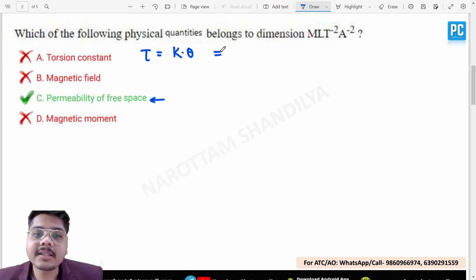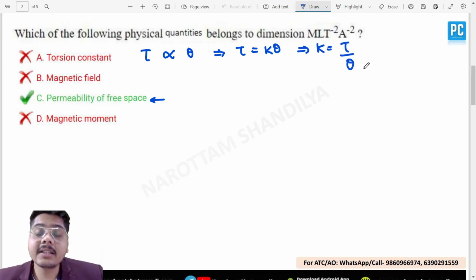And torsional constant is what? K. You might know that for any shear stress application, the shear stress is directly proportional to the rotation. When this proportionality is removed, tau is simply equal to k into theta. So from here, k will be equal to tau by theta.